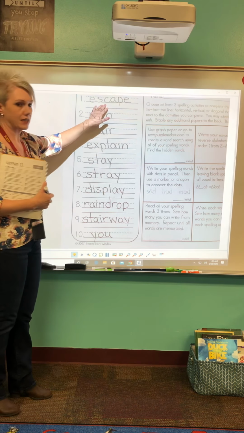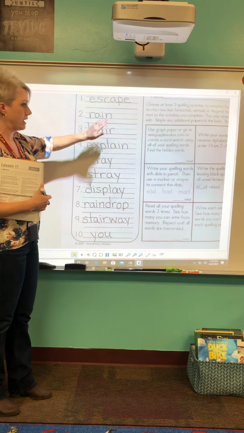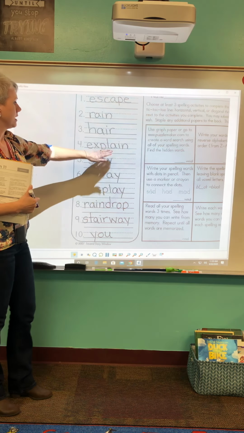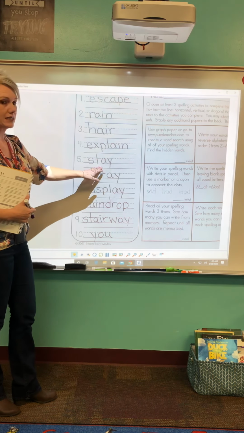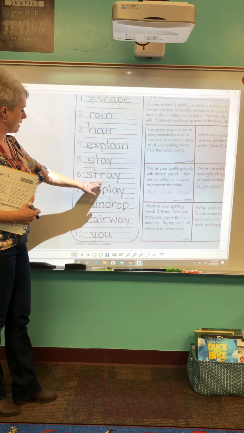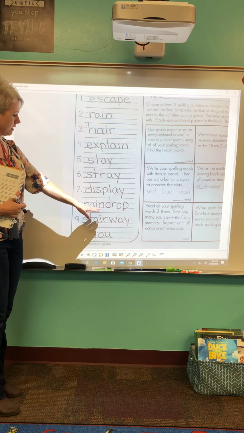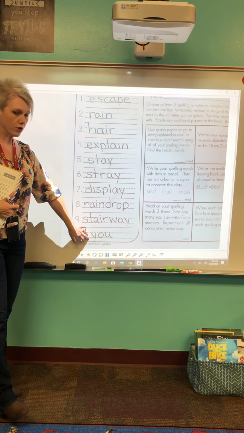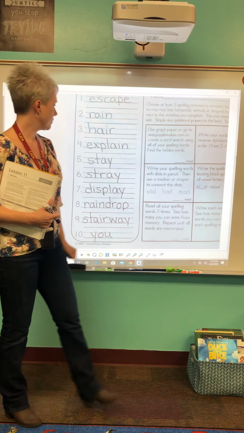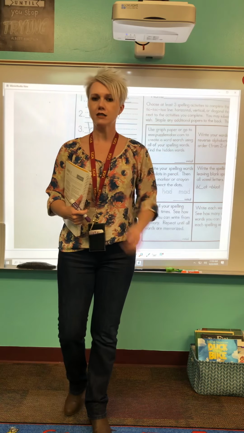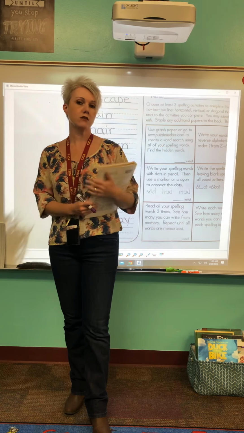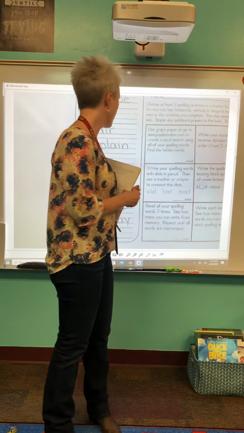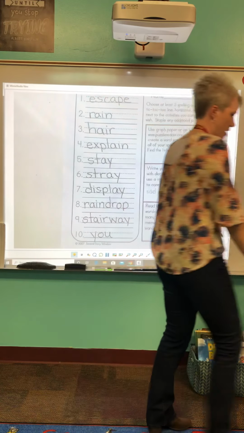We have escape, rain, hair, explain, stay, stray, display, raindrop, stairway, and tricky word you. So if you guys have been practicing those, you probably already know how to spell them. Tomorrow we'll do a quick little quiz on those to see how you're doing. So if you need to, you can still practice them. All right.